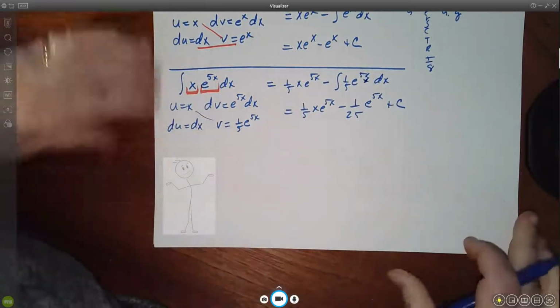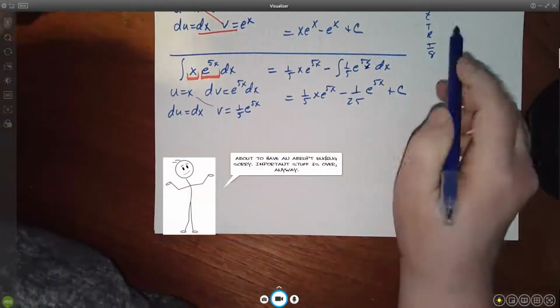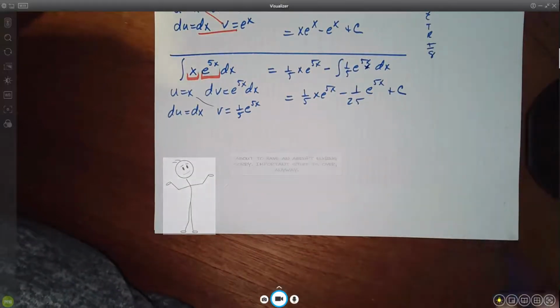That's integration by parts. And there's some weird stuff you can do with the trig and the exponentials, but we're not going to hit that kind of stuff.